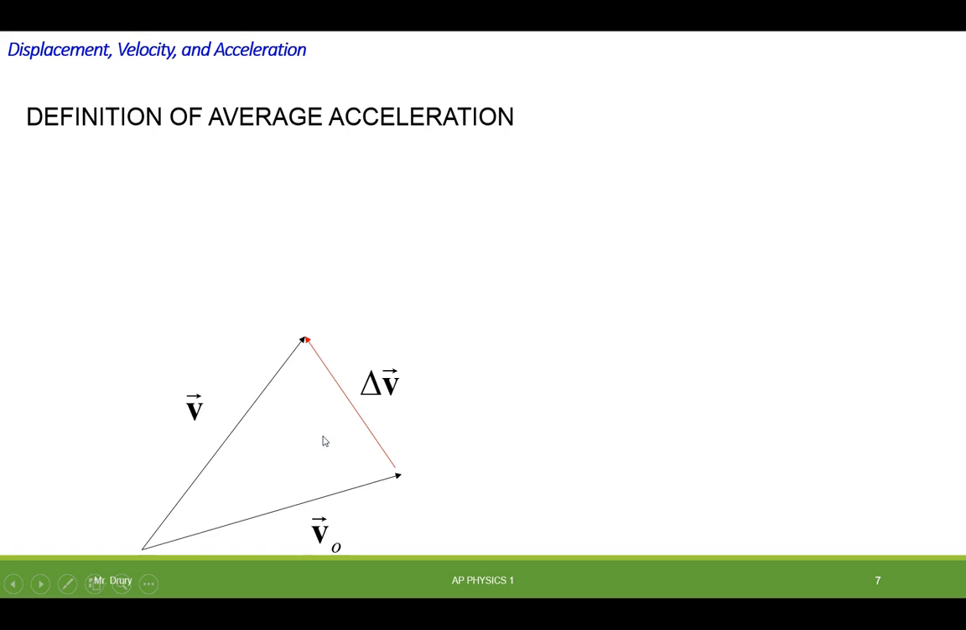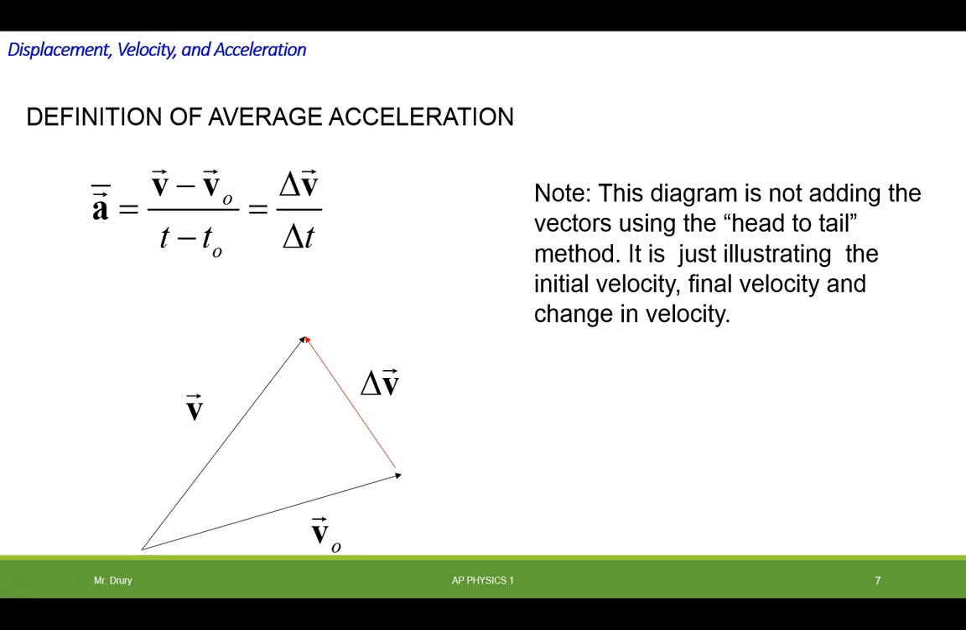And once again, here's our definition of average acceleration. Has this changed? Well, no. It looks exactly the same. But now you can have some of the velocity in the x and some of the velocity in the y. And once again, a little disclaimer that this is not the head-to-tail method.